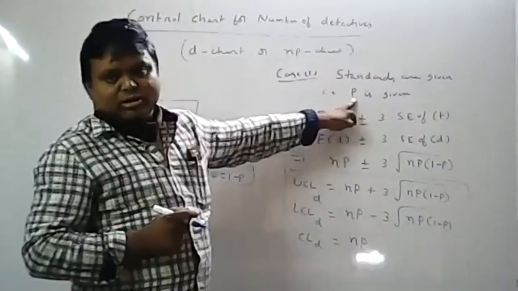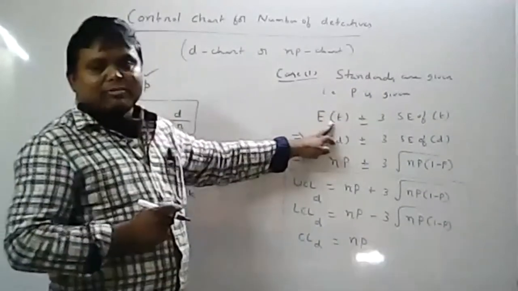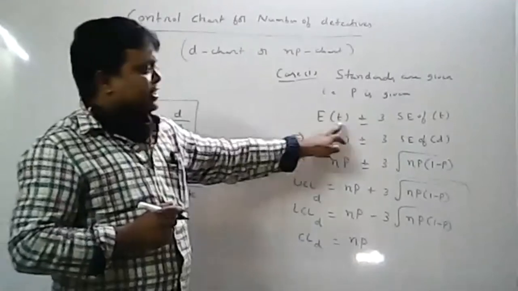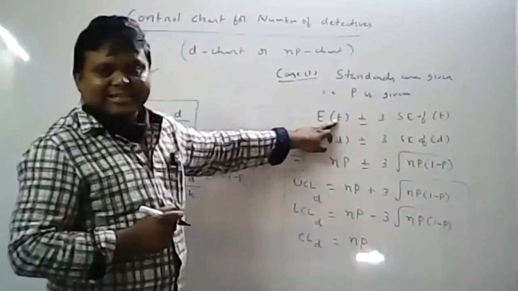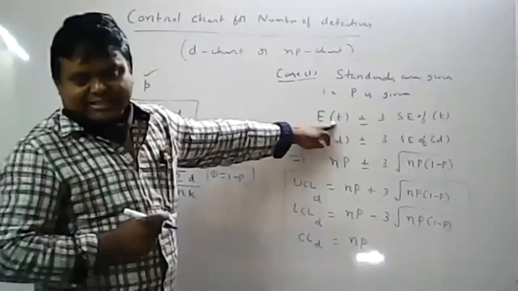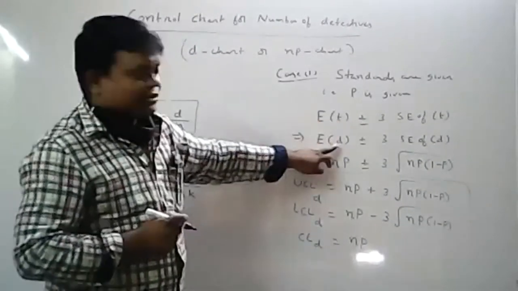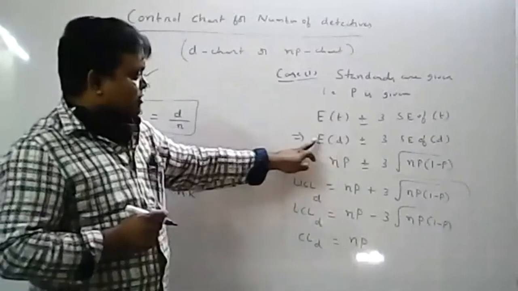Then how to calculate the control limits for D chart? All of you know the general formula: expectation of T plus or minus 3 into standard error of T. Now which chart are you constructing? D chart, not P chart. So in place of T, you have to substitute D. That means what will you get?